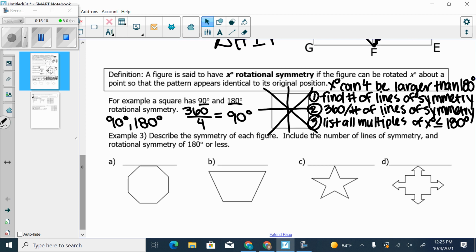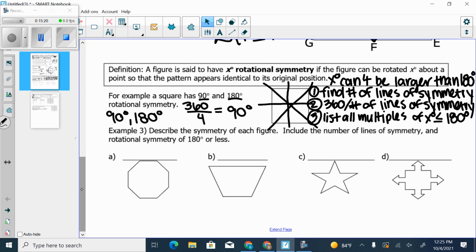Okay, so example 3, it says describe the symmetry of each figure, include the number of lines of symmetry and the rotational symmetry of 180 degrees or less. Okay, so starting with figure A, how many lines of symmetry could we draw? Where could we draw? Where at? Okay, down the center.